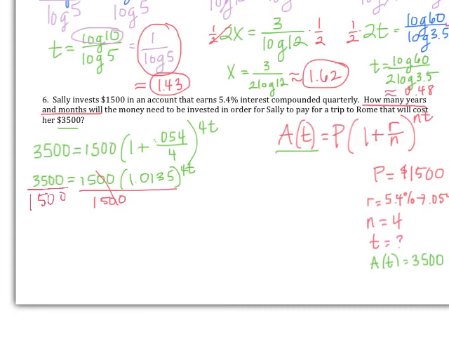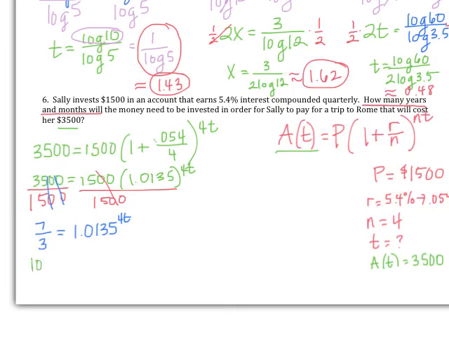When I type 3,500 divided by 1,500 in my calculator, I get a repeating decimal, which means that I need to leave this as a fraction in order to get the most exact answer. So I know that I can reduce this to be 35/15, which I can then reduce to be 7/3. So at this point, this is what I have. 7/3 equals 1.0135 raised to the 4t. So now I want to solve this just like any problem I would have in problems 3, 4, or 5.